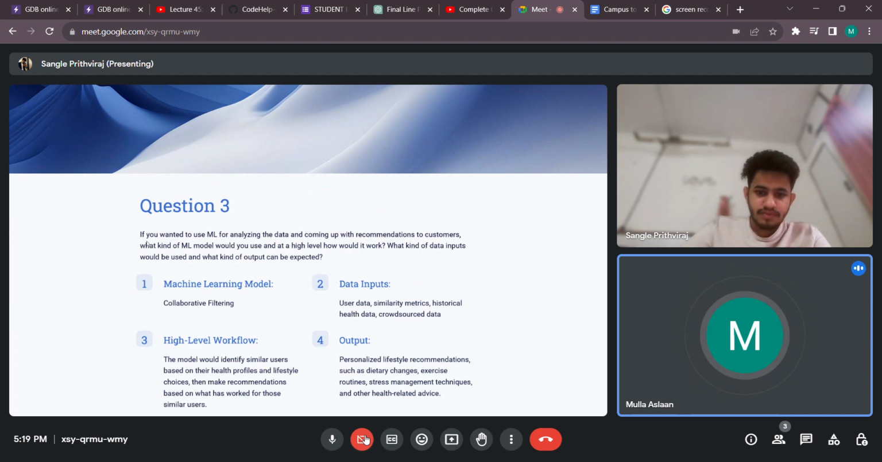So, to answer that question, the chosen ML model for this ambitious endeavor is collaborative filtering. This model operates on a fundamental principle: understanding the preferences and behavior of similar users to provide insightful recommendations.